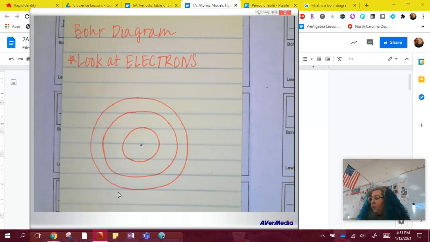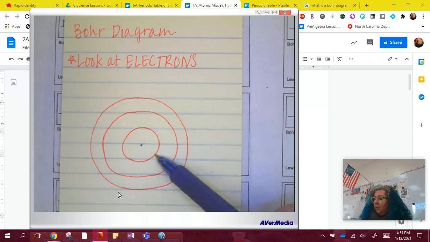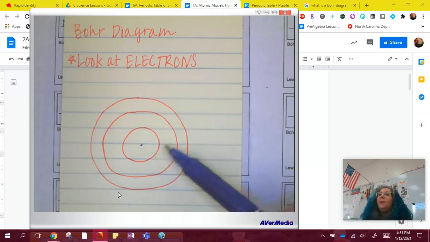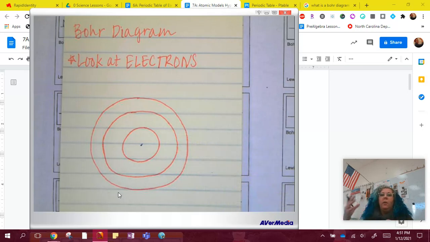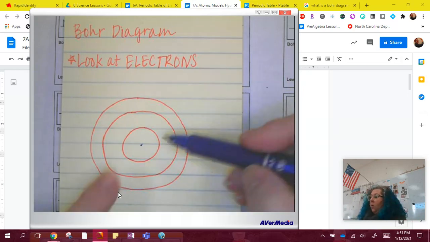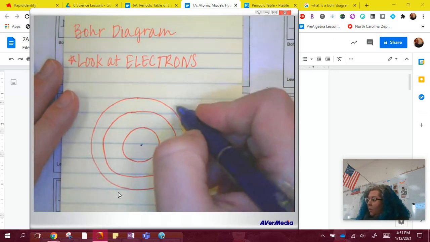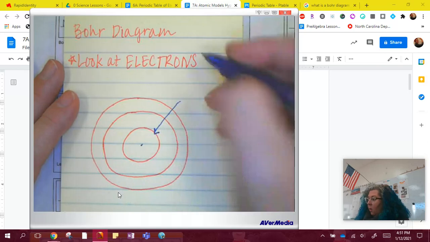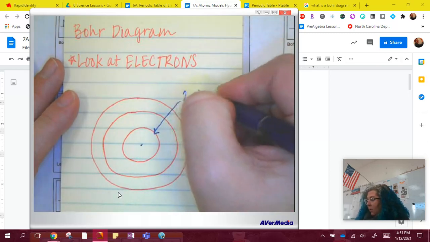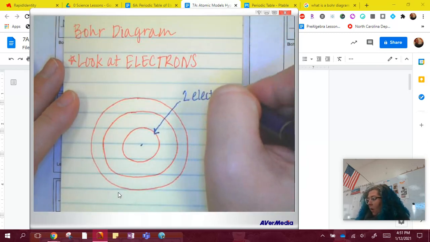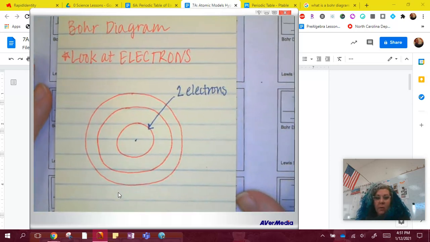There's some important information because each orbit, which is also called a shell, can only hold so many electrons. Think of it as a cup. Your cup can only hold so much. Once you overfill the cup, it spills over, and then you need something bigger to hold all of it. So you're going to work from the inside out. The innermost shell holds 2 electrons, and you always start there. The innermost shell is always going to hold 2.